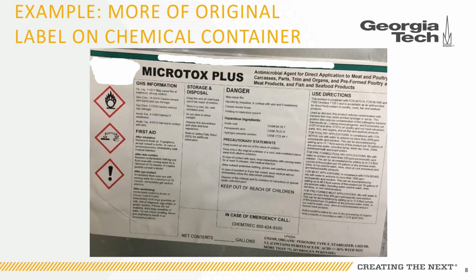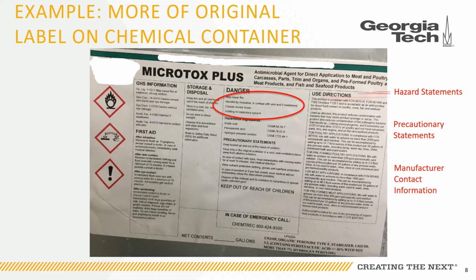In addition to the product identifier, the signal word, which will either be danger or warning, and the pictograms, 3 other elements are required by law to be on the original label of the chemical that was shipped to the employer. These are hazard statements, precautionary statements, and the name, address, and telephone number of the chemical manufacturer.